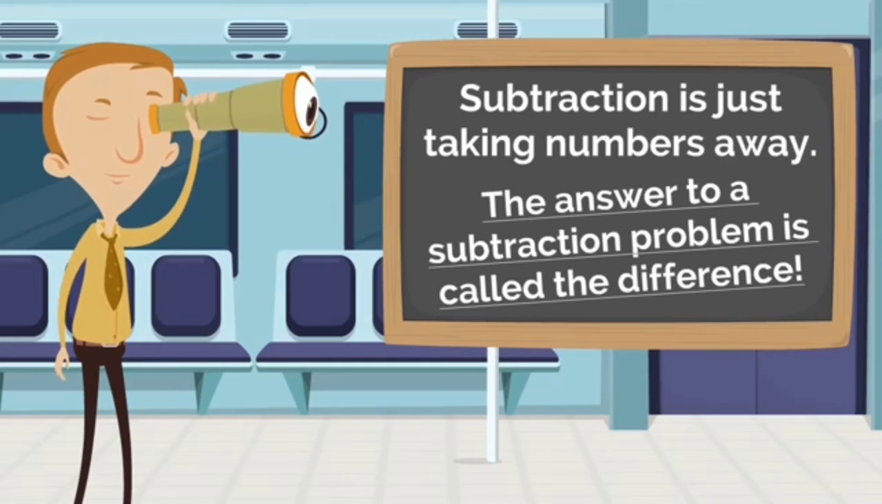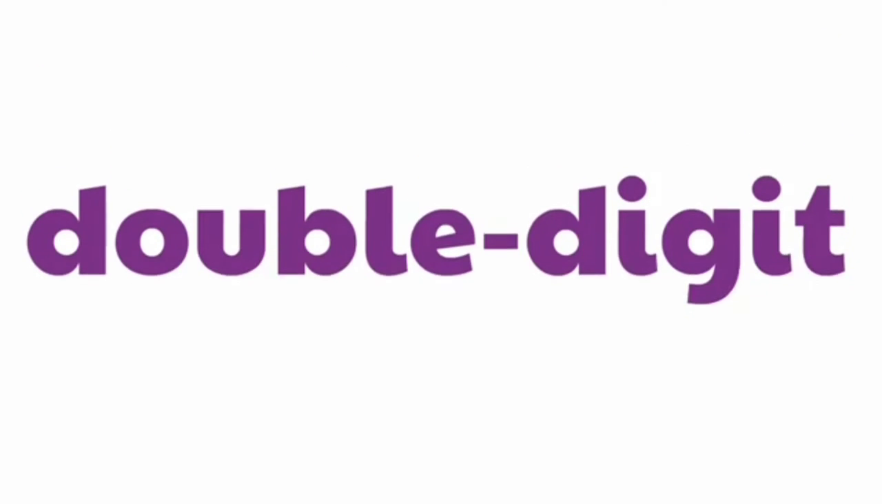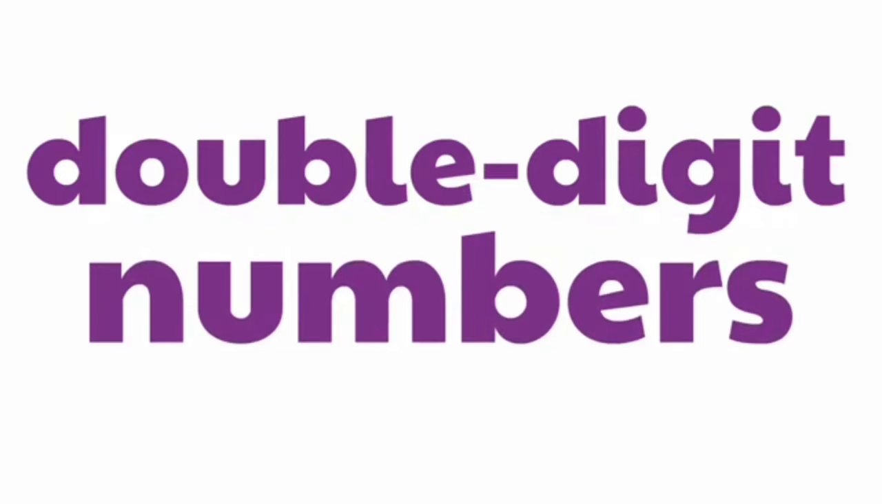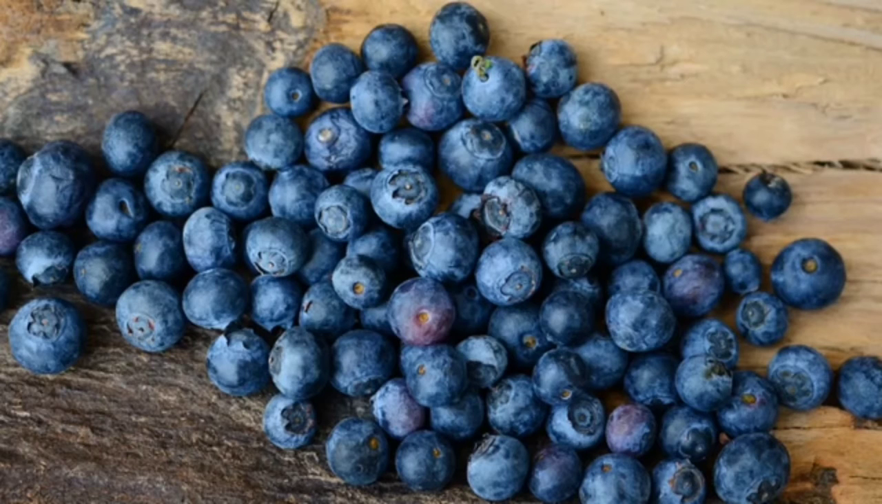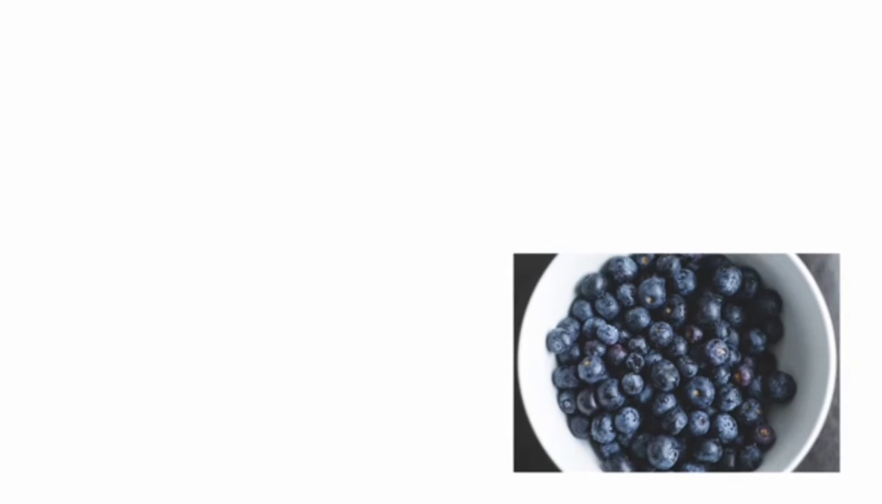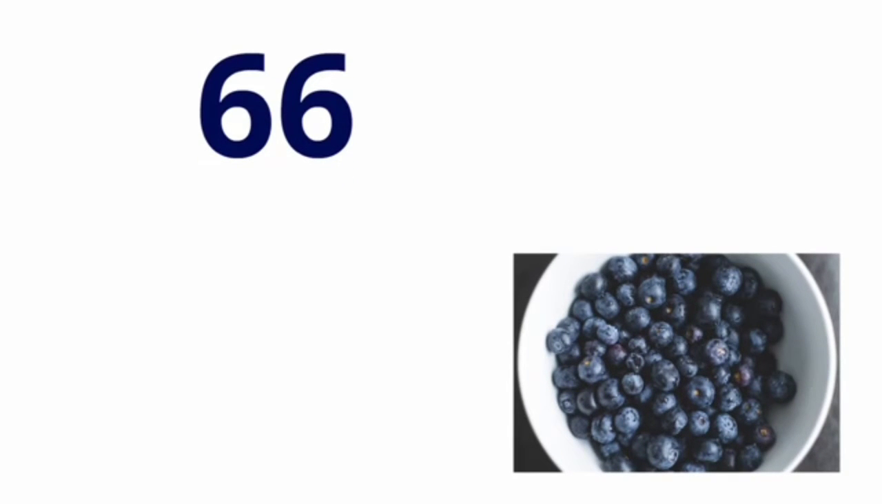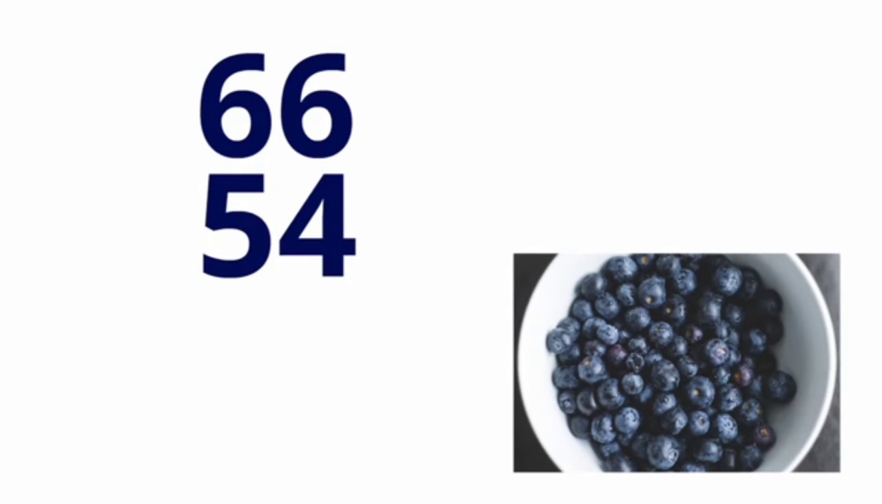Now that we have that, we want to look at bigger numbers, double-digit numbers. Let's say we have a lot of blueberries. Let's pretend that when we were putting them in the bowl, we counted them and found that we had 66 blueberries. That's a lot of blueberries. You and your friends are hungry and blueberries are super yummy, right? So you and your friends eat 54 blueberries. That's right. These are some big numbers, some double-digit numbers. To find out how many blueberries we have left, we simply subtract 54 from 66.